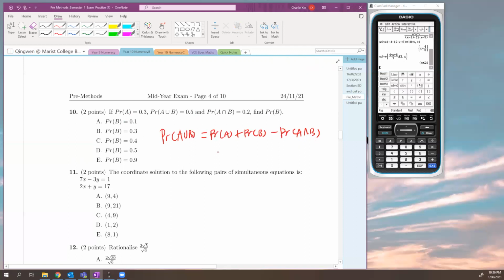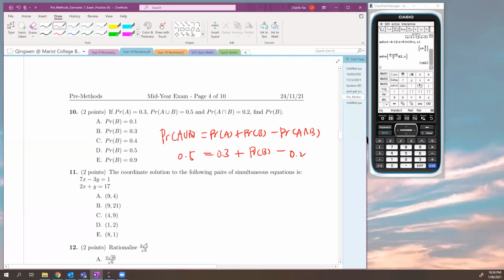We know the probability of A is 0.3. So 0.3 for the probability of A, plus the probability of B. We don't know that, so just write it down. Take away the probability of A intersect B, which is 0.2, and we know the probability of A union B is 0.5. This is very nice because we have one variable with one equation, which means we can solve it.